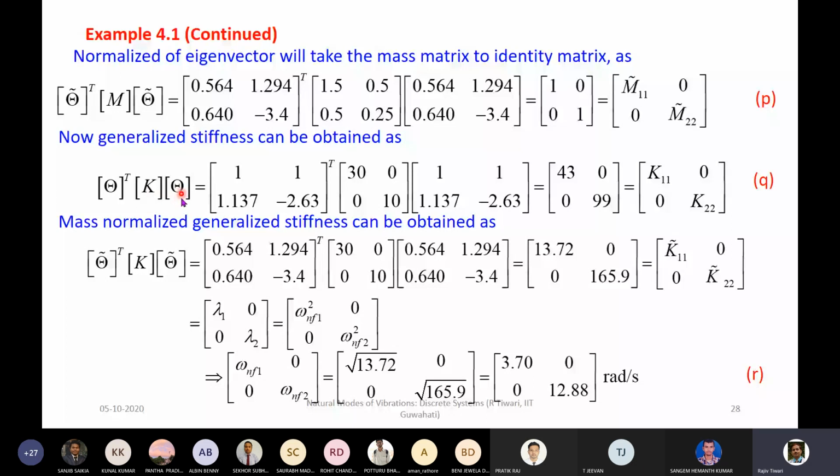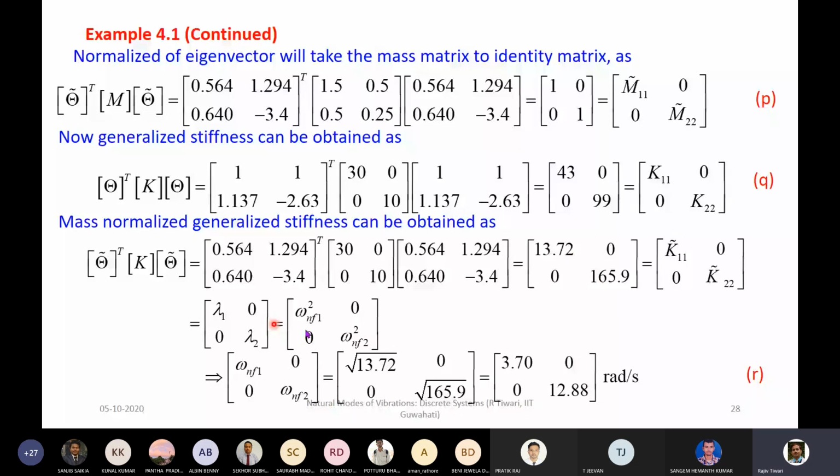If we multiply the K matrix with the original model matrix without normalization, we will get this kind of number, which I'll call K11 and K22. The same thing if we multiply with the mass normalized eigenvectors, then you will get whatever values you get. If you remember, this was lambda 1 and this was lambda 2, which is nothing but omega 1 square and omega 2 square.